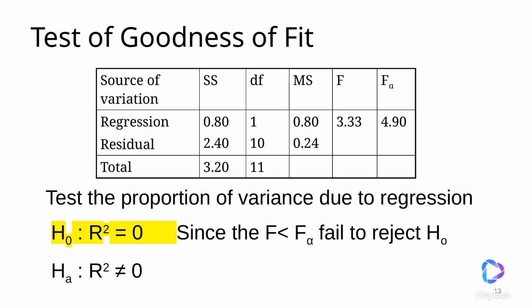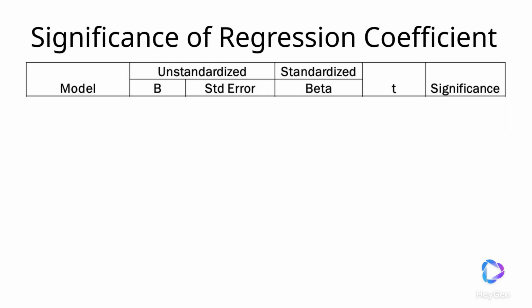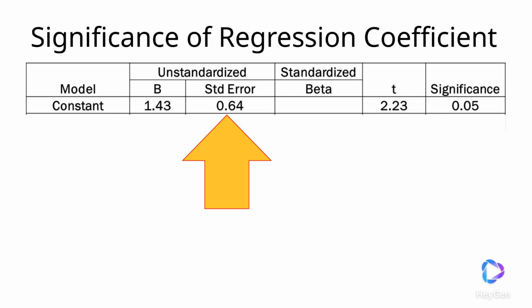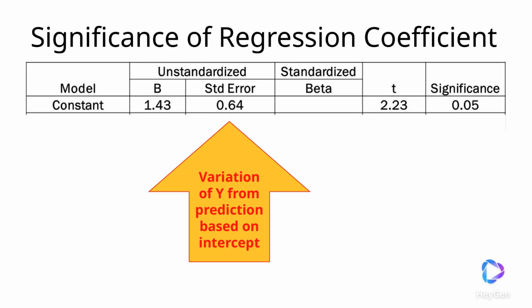Regression output also includes tests of significance of the coefficients. The first line is usually the test of significance of the intercept or the constant. The first column shows the estimated unstandardized coefficient. The second column shows the standard error. The smaller the standard error, the more accurate the prediction. Standard error is the variation of y around the predicted value from the estimated coefficient.